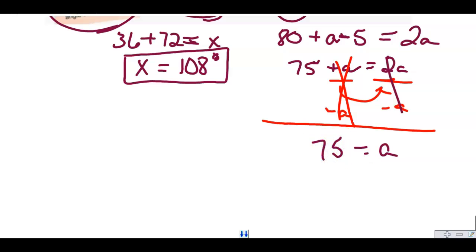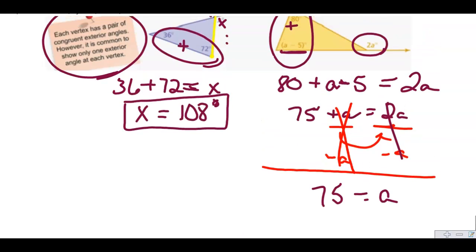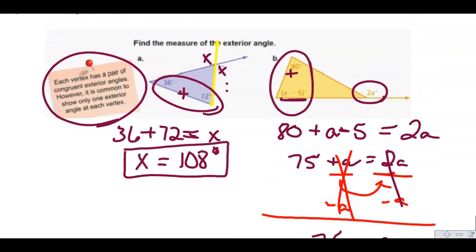Now that we know the value of A, we can move back up to the diagram in order to find the missing angle measures. If A is equal to 75, then 2A, 2 times 75, gives us 150 degrees. Also, we can find the A minus 5 degree angle. Take 75 minus 5, and we get 70.